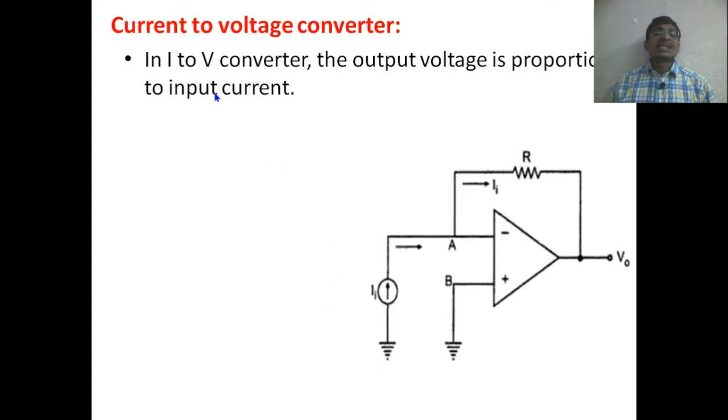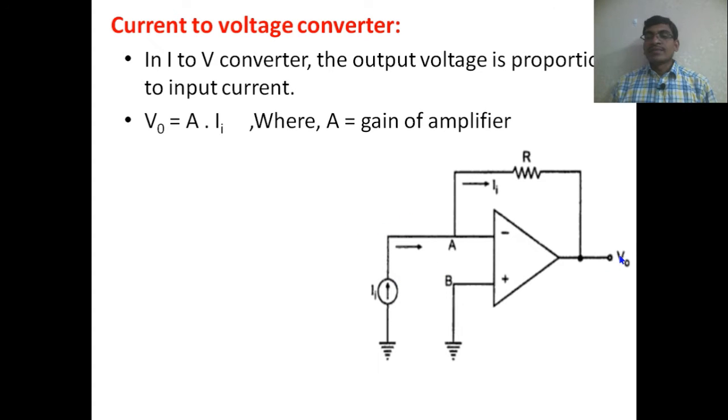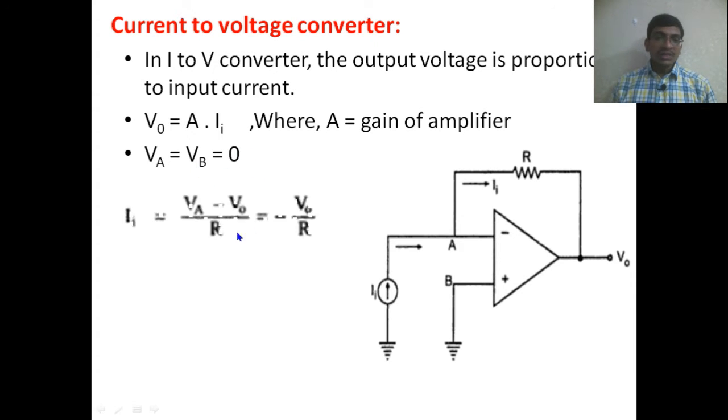So let us see, in current to voltage converter, the output voltage is proportional to the input current. Output voltage V0 is proportional to the input current II. So V0 proportional to II we have to derive at the end of this derivation. V0 is equal to A into input current II, where A is the gain of the amplifier. So VA is equal to VB is equal to 0 according to the virtual ground, and II is the current flowing here, so VA minus V0 divided by the R.